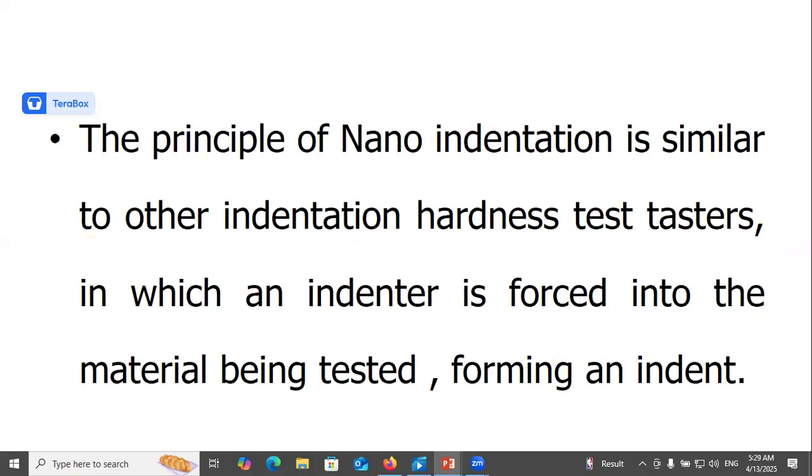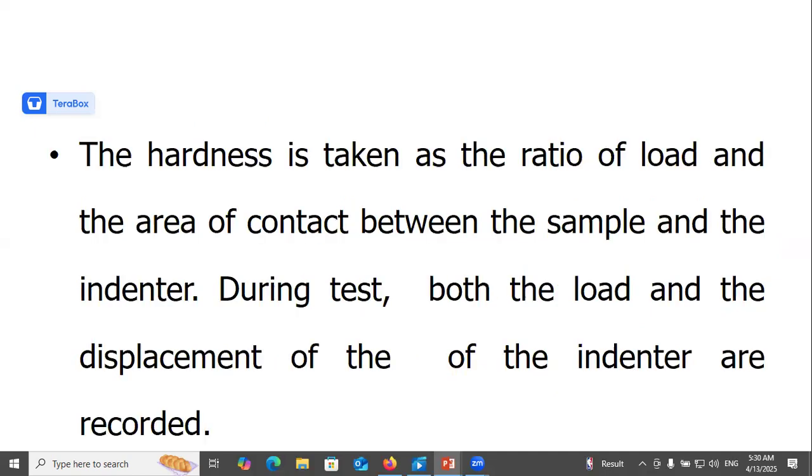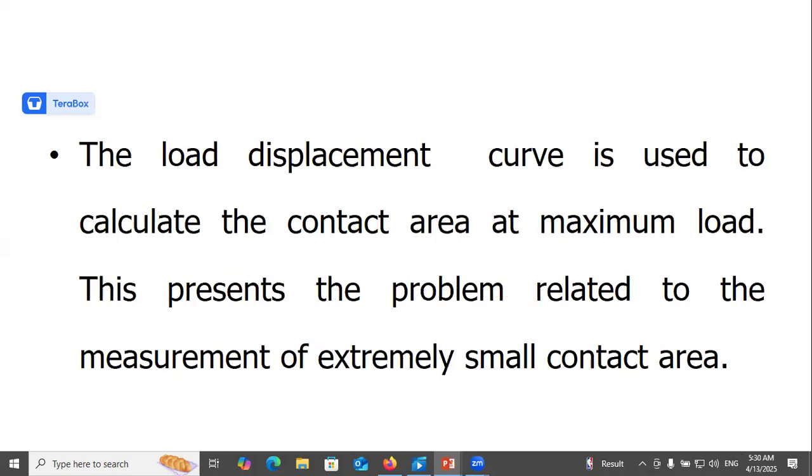The principle of nanoindentation is similar to other indentation hardness testers, in which an indenter is forced into the material being tested, forming an indent. The hardness is taken as the ratio of the load and the area of contact between the sample and the indenter. During the test, both the load and the displacement of the indenter are recorded.